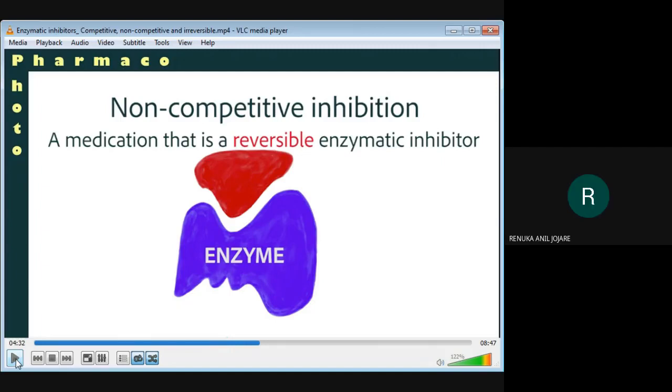Yes, Renuka? Allosteric site. No. Seema? Sapna? Divya? Mahesh? Where does the inhibitor bind in non-competitive inhibition type of reactions? Fatafat.